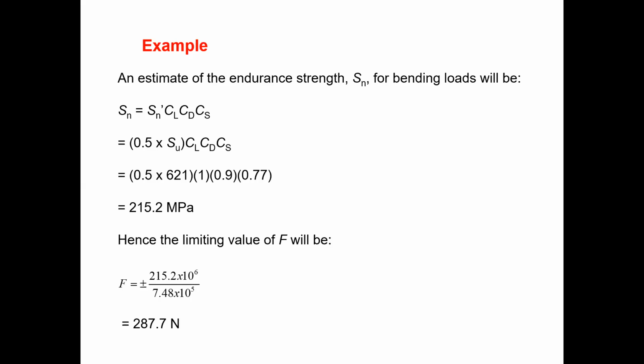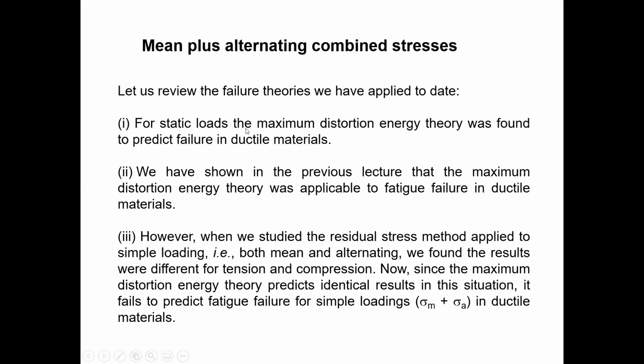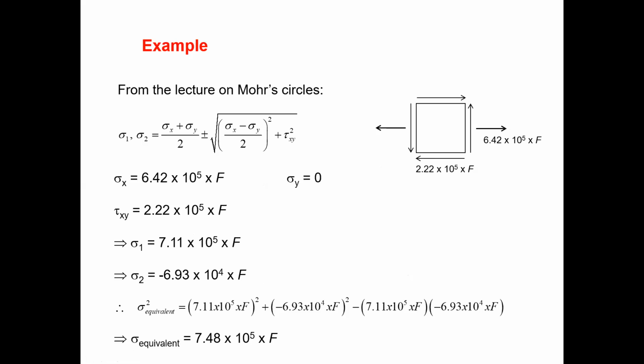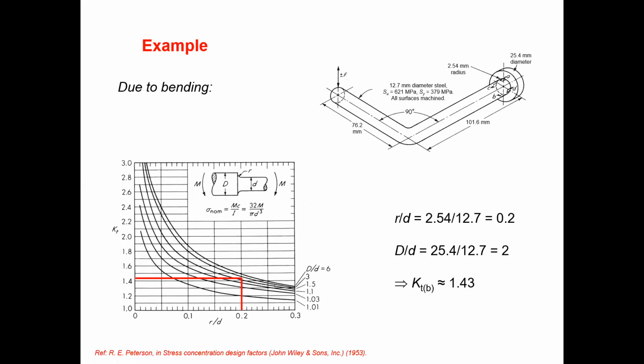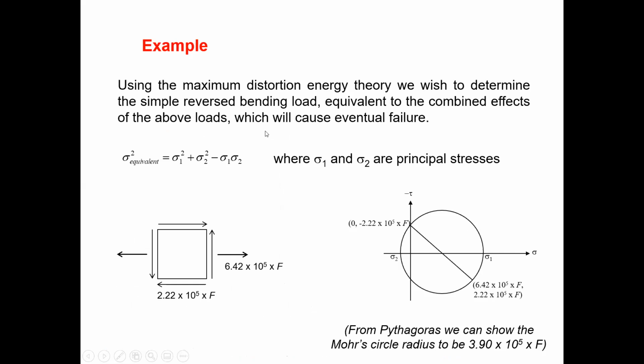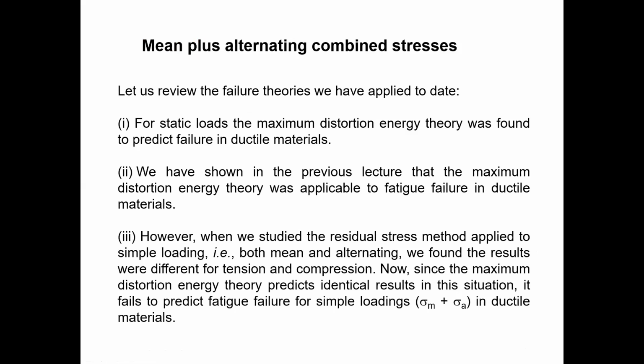So I will continue then. Until this point, we discussed the zero mean load, how we can deal with the zero mean load. Now we are discussing the mean plus alternating combined stress. Until this point, we discussed zero mean load, finding the factor of safety with the fatigue stress. In the previous lecture we also discussed mean load and alternating load together, but for the calculation in this session we discussed only the alternating load, not the mean load. So now we are dealing with the mean load plus alternating, combined stress.